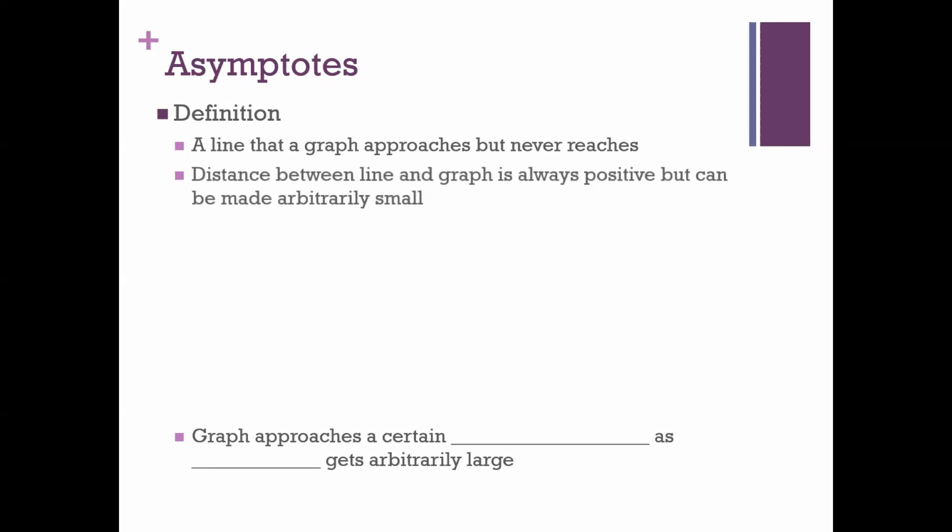So another way to think about this is the distance between the line and the graph is always positive, but I can make it as small as I want to. So let's look at just in the margin here, f of x equals 1 over x this time.